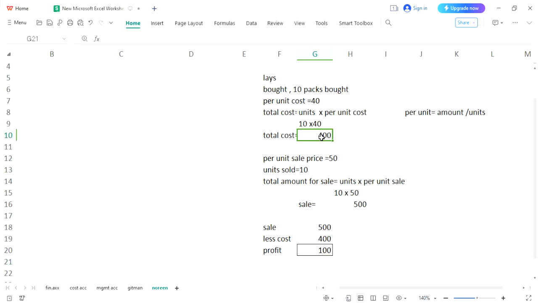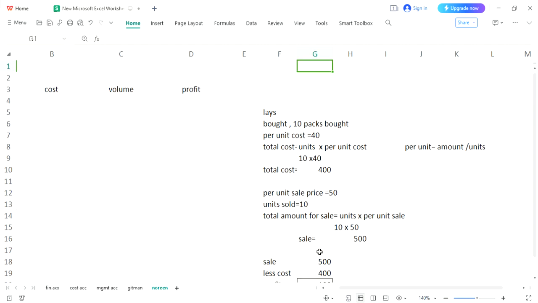This was your cost. You have bought 10 packs of 40 each. Total cost is 400. You have sold all of the 10 packs for rupees 50 each. Therefore, you have got 500 rupees as your revenue. The total amount you have received after selling all packets of lace is 500. Total cost of those packs was 400. In this way, you have got a profit of 100 rupees.